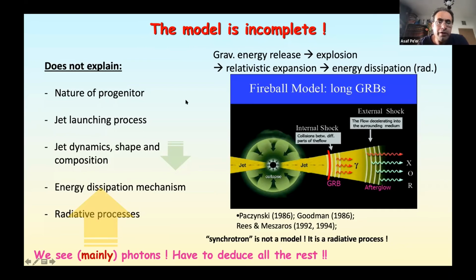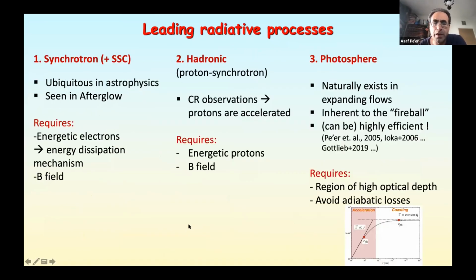Right. The important thing is that as a model, the model is incomplete. Now, there is some misconception that some people are using, such as using a synchrotron model. Well, synchrotron is not a model, right? It's a radiative process. When I speak of a model, I speak of the entire picture, essentially. From the start, from the nature of the progenitors, throughout what happens all the way until we end up with the radiation that we're seeing.